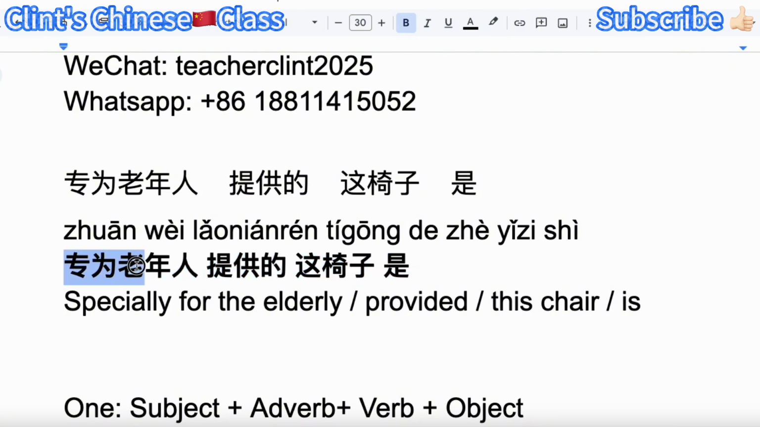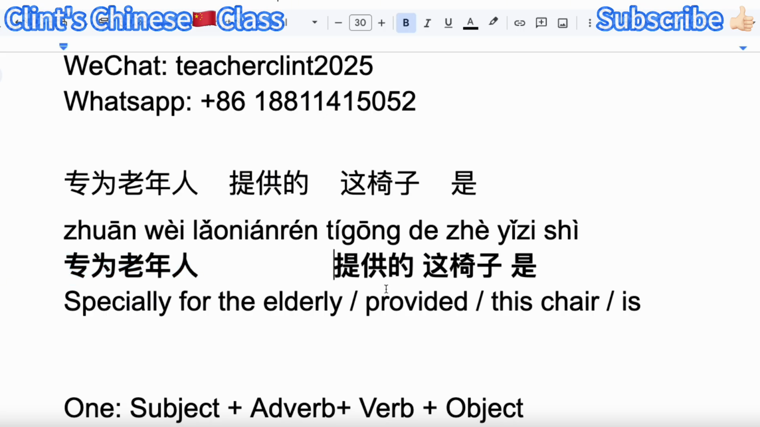And 专为老年人, so here we put the words below their pinyin. Okay, so 专 means specifically or especially, right? 为 is like for, like this is for somebody. The for is a preposition. The elderly or the seniors, 老年人. So something is especially for the elderly.